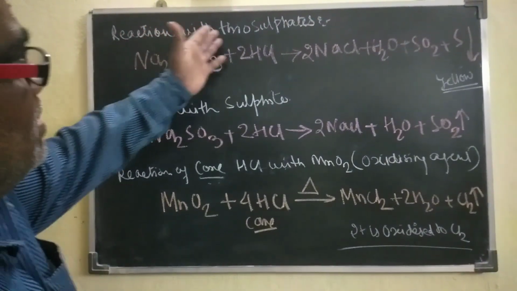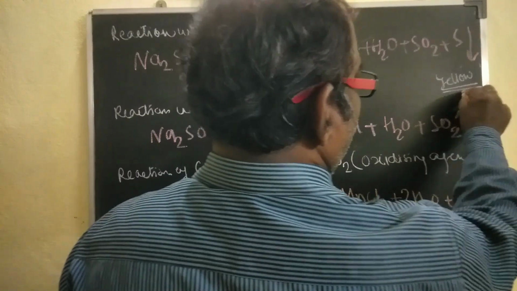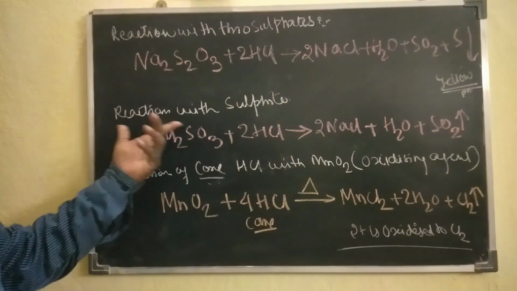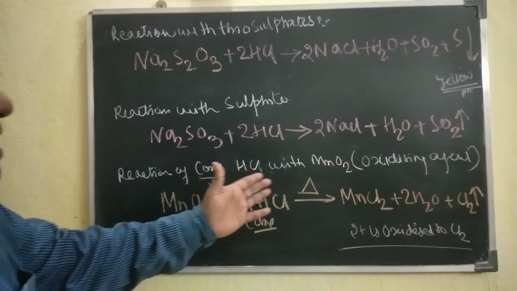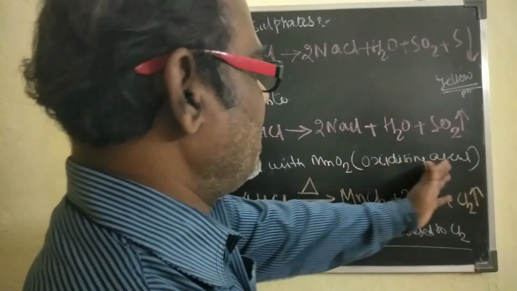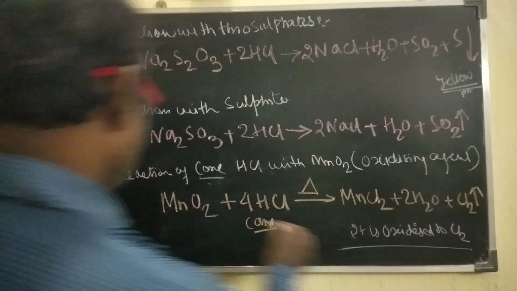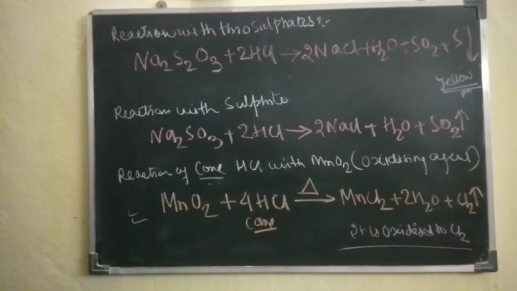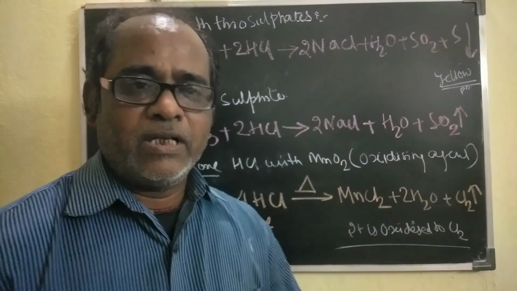This is reaction with thiosulfate. You can see that here yellow sulfur is precipitated, and here it is sulfides. Here we don't get any sulfur. Next, reaction of concentrated HCl with highly oxidizing agent like MnO2. It oxidizes to chlorine. So this is also one of the most important reactions. So you have to practice all these equations before your final board examination.